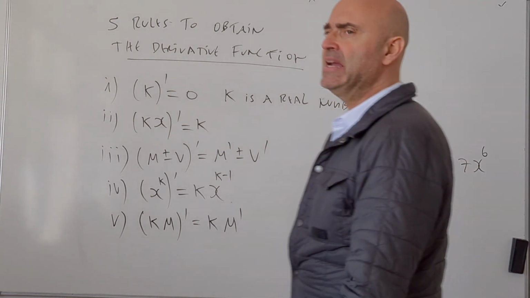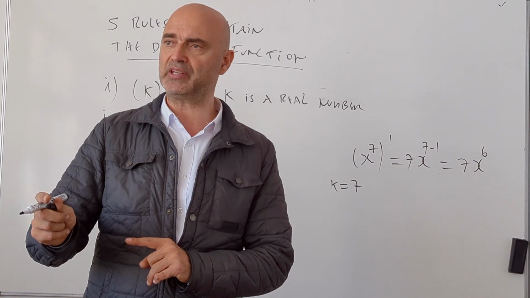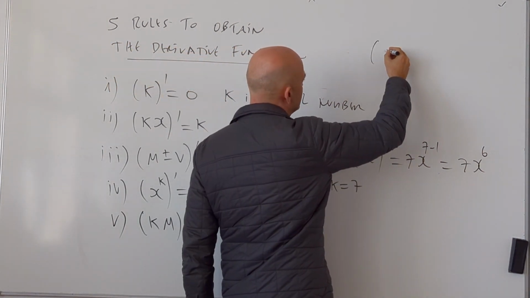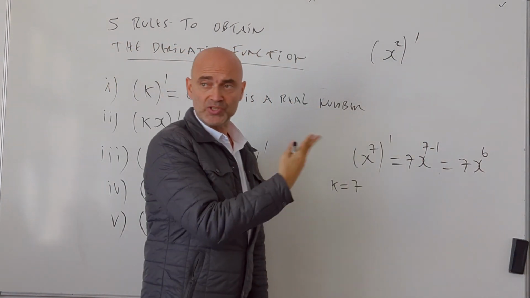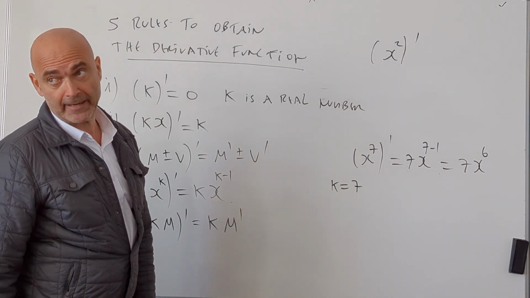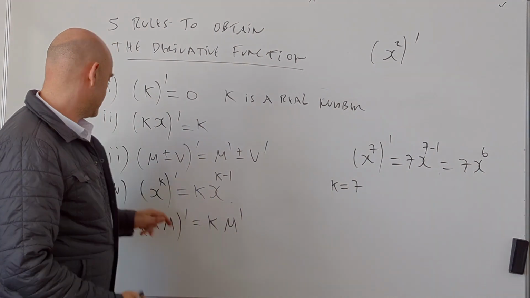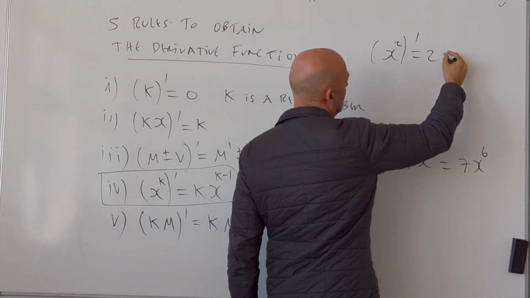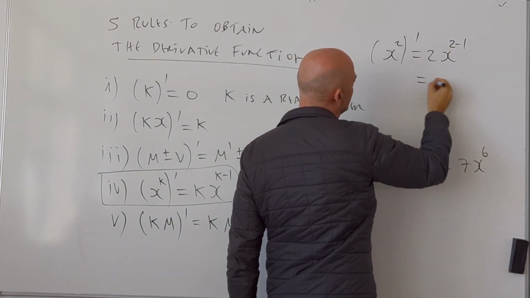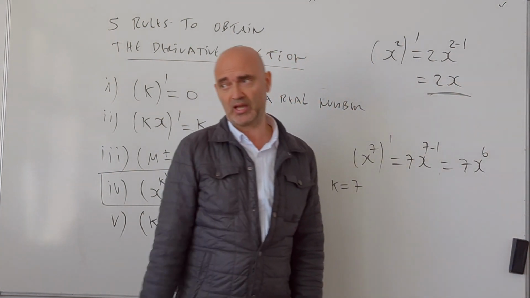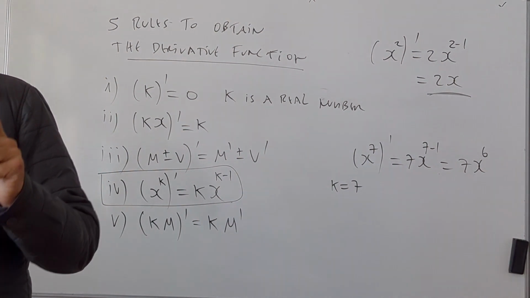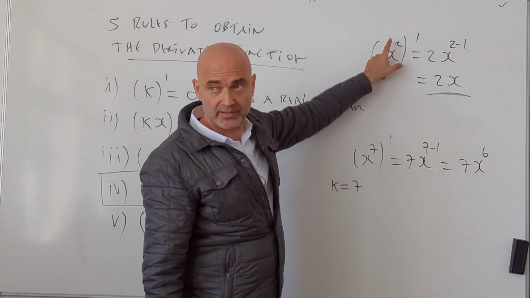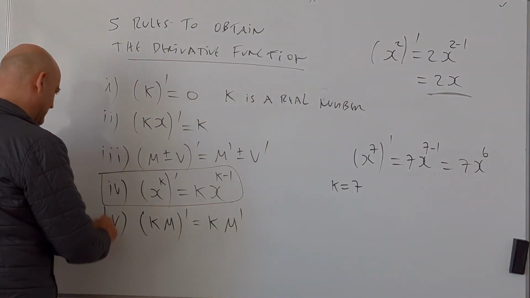Now you understand why the derivative function of x squared is 2 times x, because we applied rule number 4. So, what is the derivative of x squared? We have used that function today. We apply rule number 4 with k equal to 2. So we get 2 times x with exponent 2 minus 1, and we get 2 times x. So now you can understand why I have used 2 times x as the derivative function of x squared. Okay?